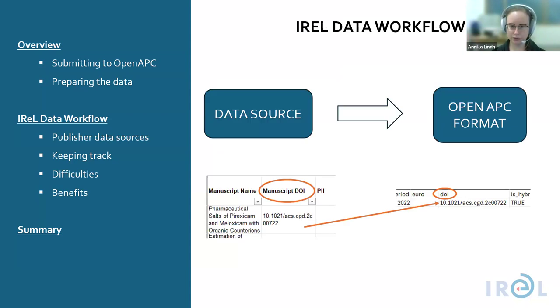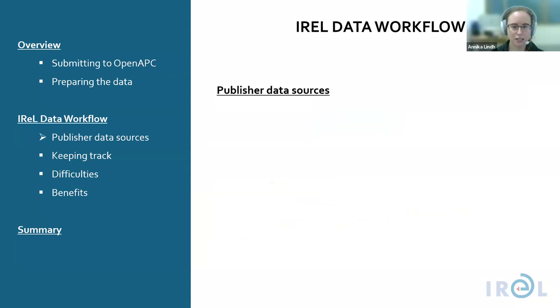So what I'm going to show is the data workflow I'm using, which applies to when you can get the data from the publishers. In a nutshell, all it is, is finding some sort of report format from publishers and then translating it into the OpenAPC format. Here it's called manuscript DOI on the publisher board, and that needs to go in the DOI column in the OpenAPC.